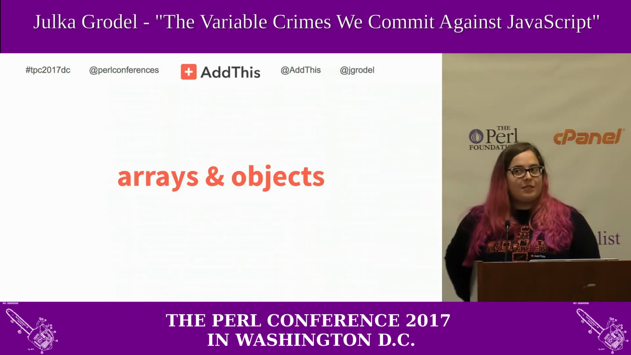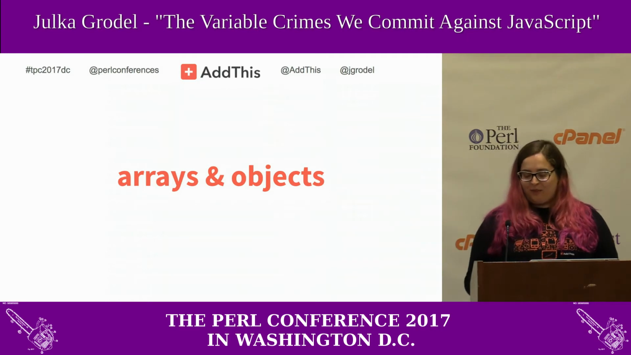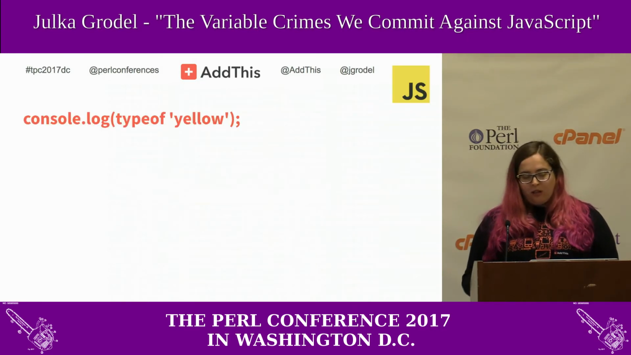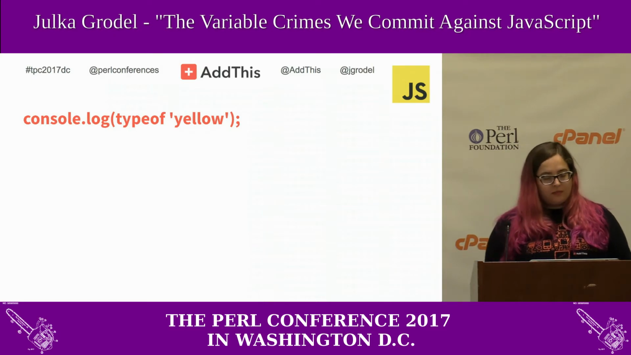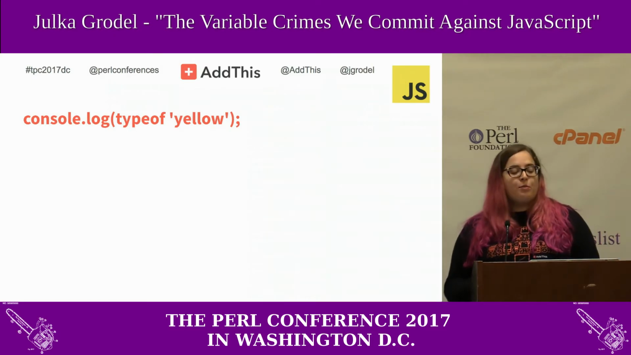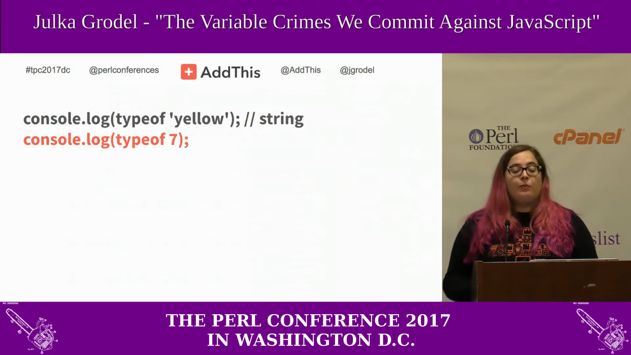All right, arrays and objects. These are a little special in JavaScript. So in JavaScript, all of our variables are really objects. But we can have something that has the value yellow in it, and if we ask for the type, we get string. We can have 7, and the type of that is going to be number.